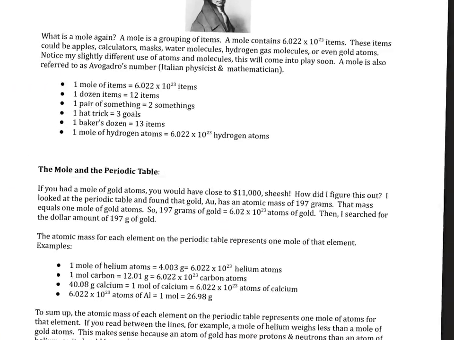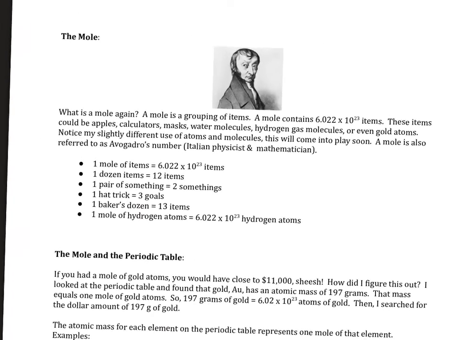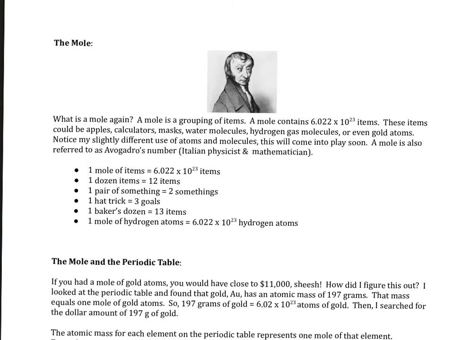So the mole is really attributed to Amedeo Avogadro, and this number, again, the 6.022 E23, is called Avogadro's number. So let's review. A mole of items would be 6.022 times 10 to the 23rd items. A dozen would be 12, a pair is 2, a hat trick is 3, a baker's dozen, if you're lucky, is 13. But if you were to have a mole of hydrogen atoms, it would be 6.022 times 10 to the 23rd hydrogen atoms. It would be Avogadro's number.